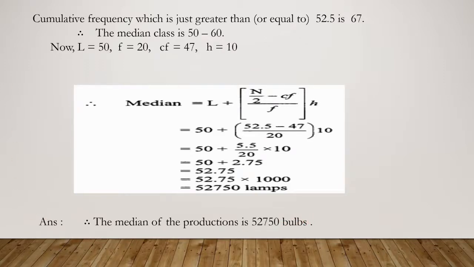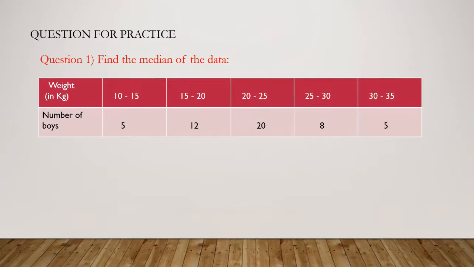Question 4 practice. Question 1. Find the median of the data. The table is given. The first one is the weight in kilograms and the number of boys are given. The first column, first row is the class and the second one is the frequency.